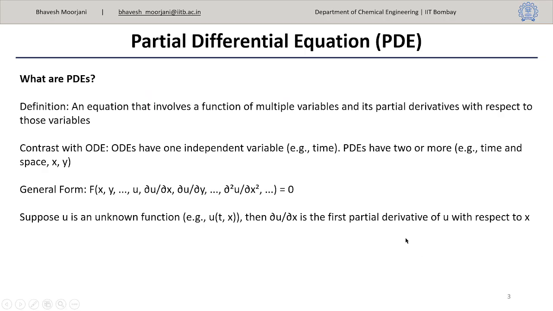Coming to partial differential equations. When I say partial differential equation, what strikes in your mind is that these are equations which involve a multivariable function, meaning a function dependent on more than one variable, and the equation involves that function and its partial derivatives with respect to those variables. So if an equation involves partial derivatives of a particular function with respect to more than one variable, it becomes a partial differential equation.